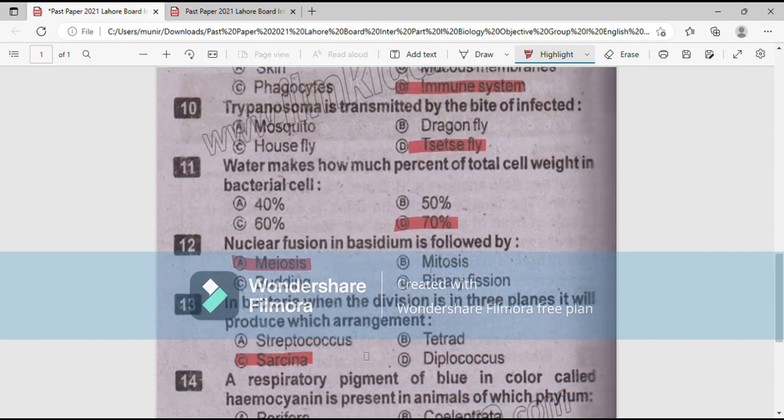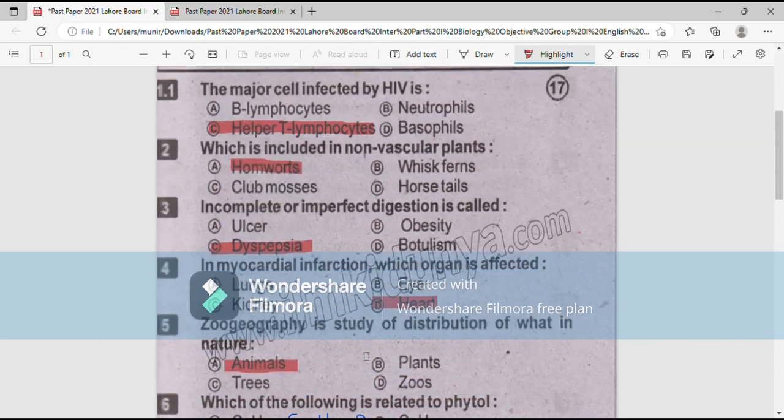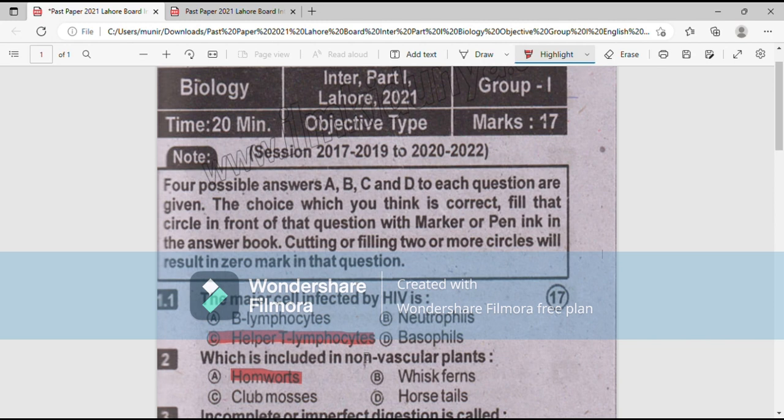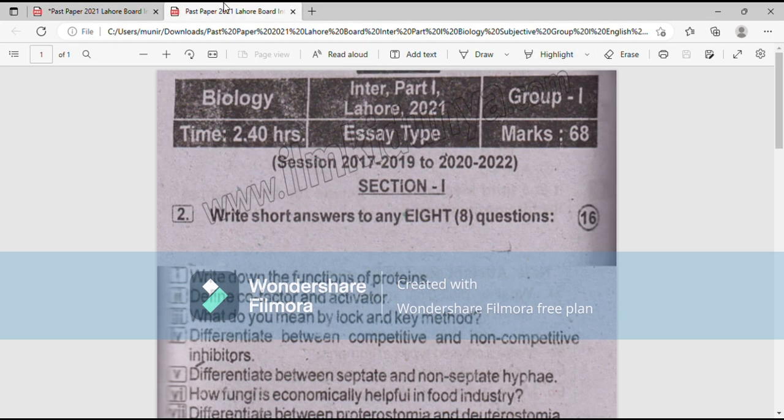So here I showed you all the objective type part of the past paper of year 2021. Then we are moving towards the subjective type. Here you can see the subjective type. It is of 2 hours and 40 minutes. Guys, it is for group 1. Sorry, 2 hours and 40 minutes.